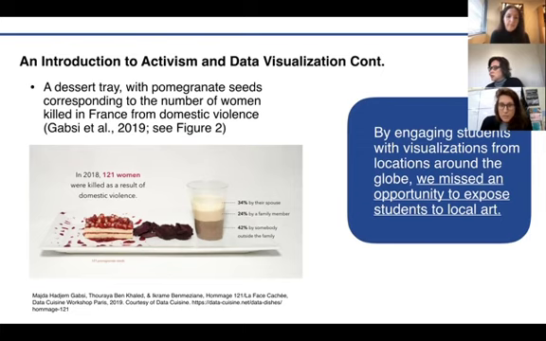By engaging students with visualizations from locations around the globe, we missed an opportunity to expose students to local art. Global images were easier to access as we were unable to locate local place-based examples. These global issues inspire students to investigate similar issues in Tennessee, such as domestic violence, and prevented the temptation to replicate these works.